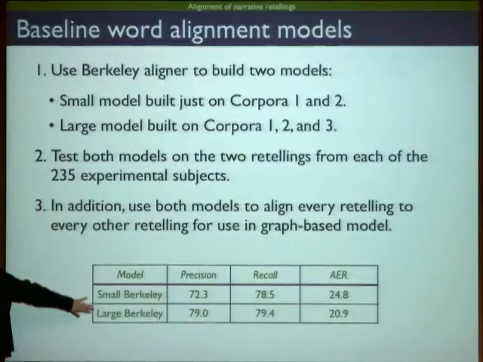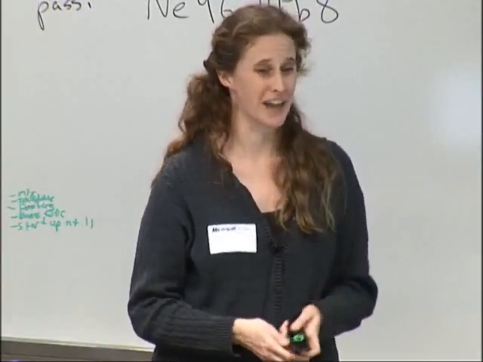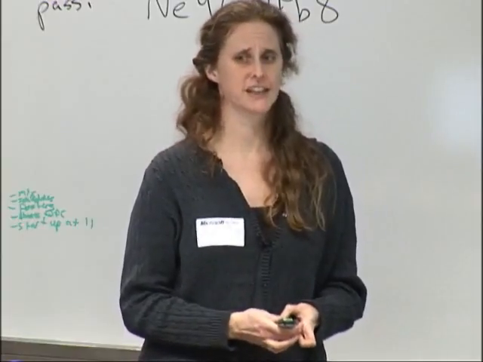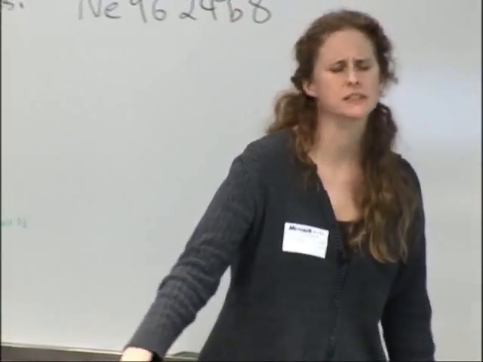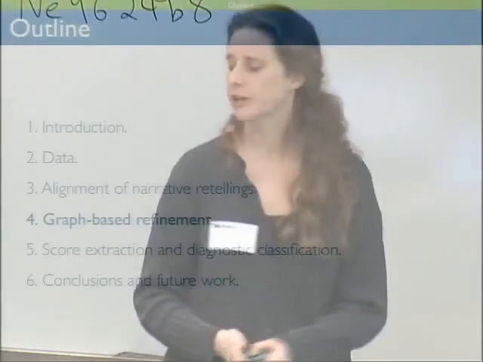And you can see that with the AER, you get a very large reduction as you move from the small model to the big model, almost 4 points, which is a very, very large improvement for word alignment. But those are still pretty high. State of the art on the Europarl corpus with the Berkeley Aligner is like 4, and we're at 20. So we can do a lot better.